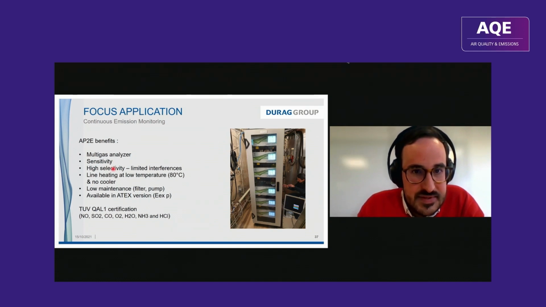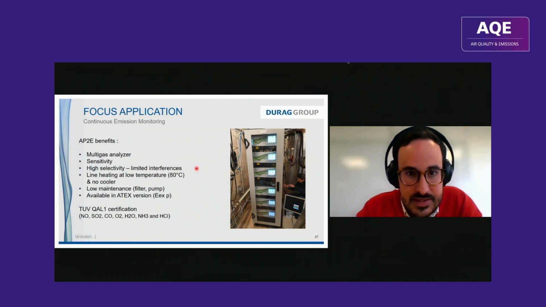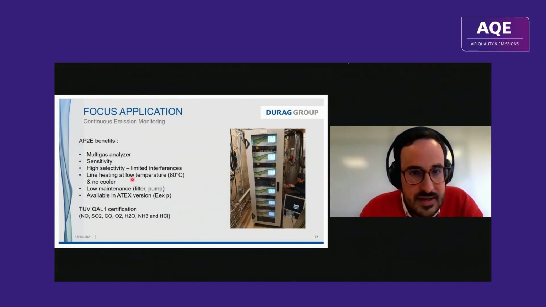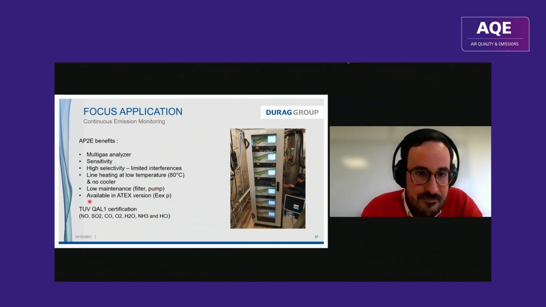We have a high selectivity, so we limit the interferences, especially with water, CO2, CO, and CH4. We use a low heated line at 80 degrees, and we are a hot wet technique, so we don't use a gas cooler. We have a low maintenance pump, so the main spare parts will be inlet filters and pump parts, like membranes and filters of the pump. And the system can be available in ATEX version.